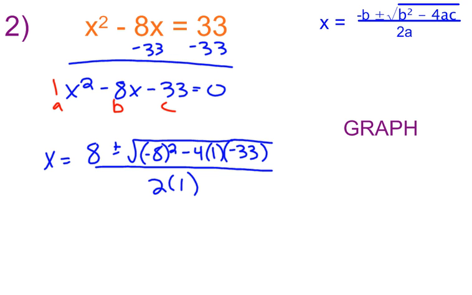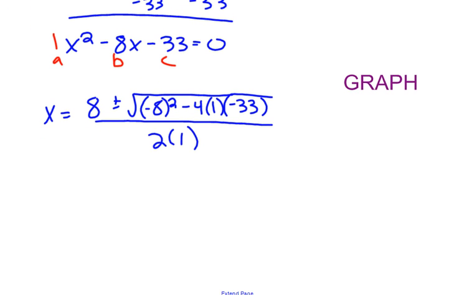From here now, I'm going to reduce this. One thing I want to point out is notice that this dividing bar goes over this 8 also. It's divided by the entire numerator there. It's not just over the square root, it's over the number in front too, that negative b part. So make sure you're extending that line.